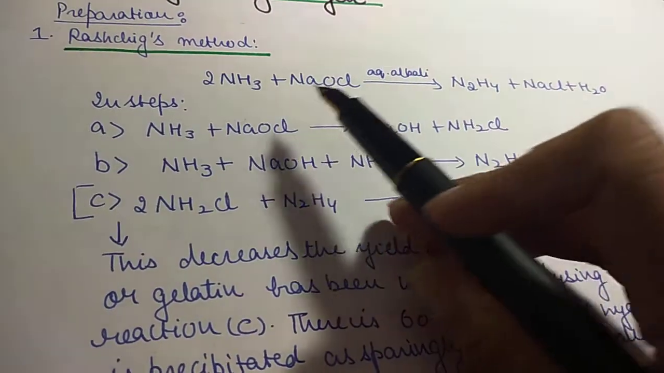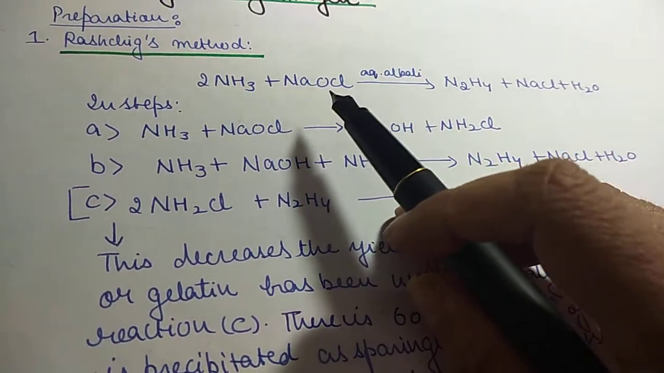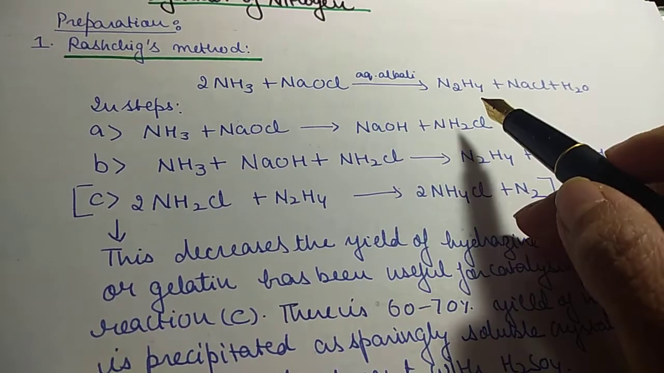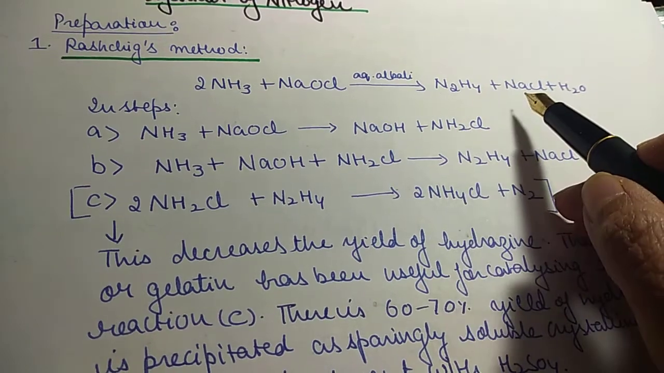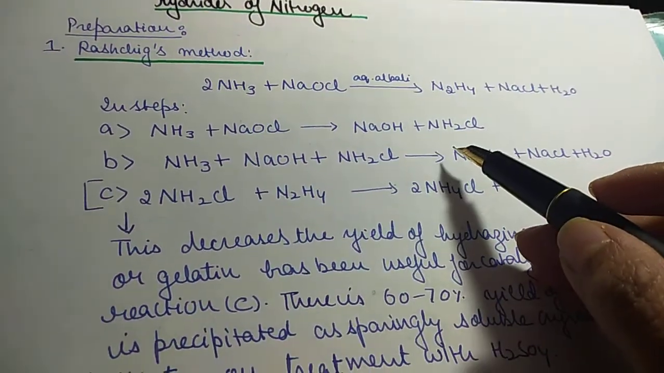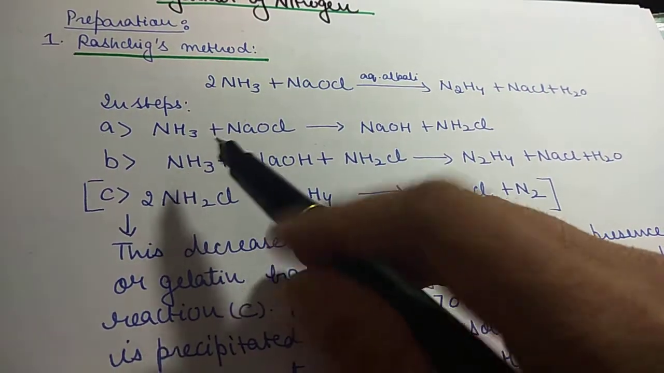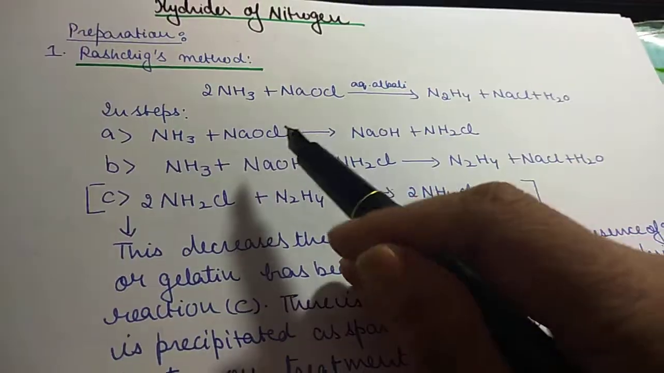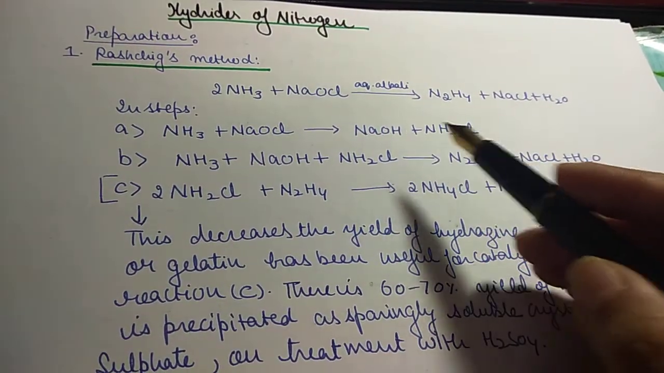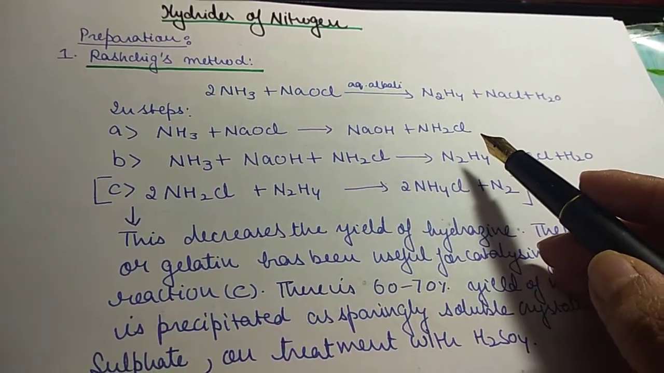In this method, ammonia is reacted with sodium hypochlorite in the presence of aqueous alkali, and what we get is hydrazine, sodium chloride and water. Now in steps, how does this reaction take place? Step 1 involves reaction of ammonia with NaOCl, sodium hypochlorite. We get NaOH plus NH2Cl.